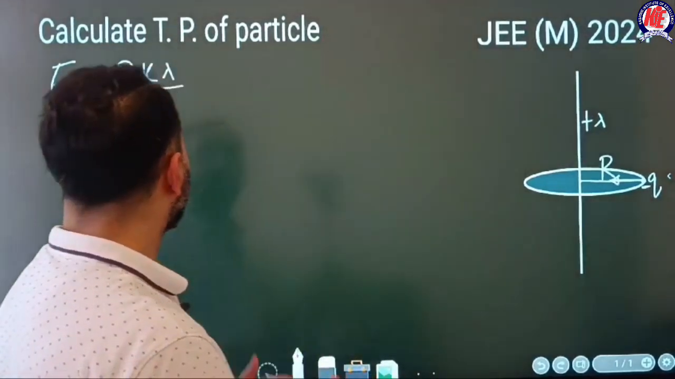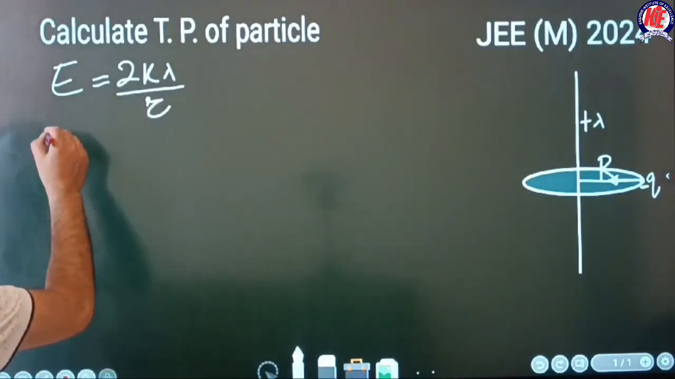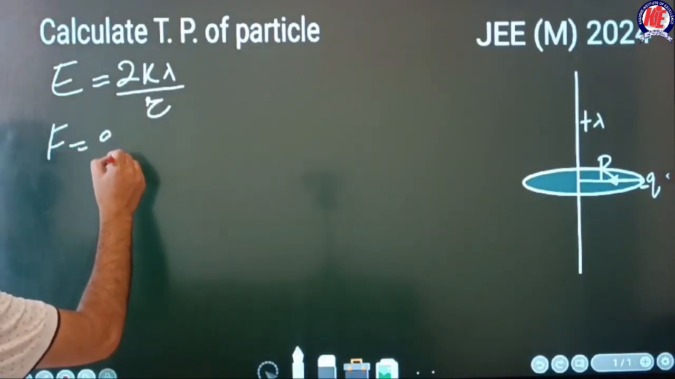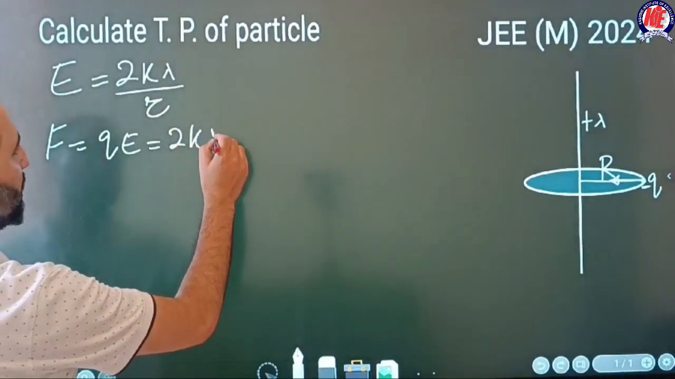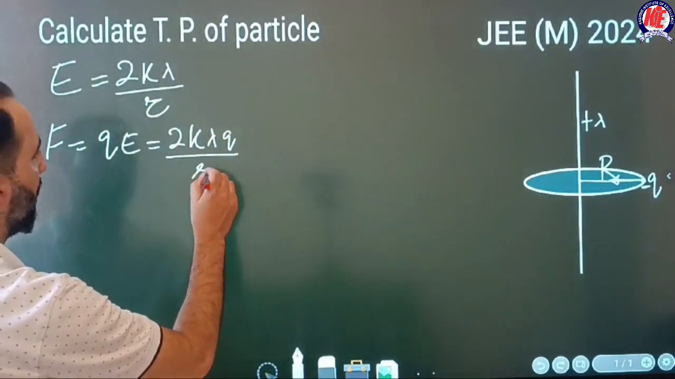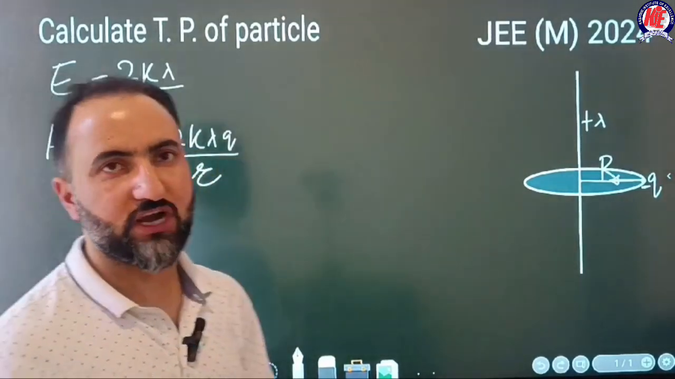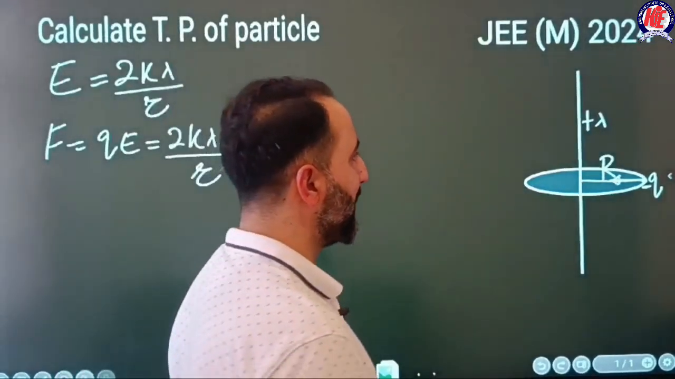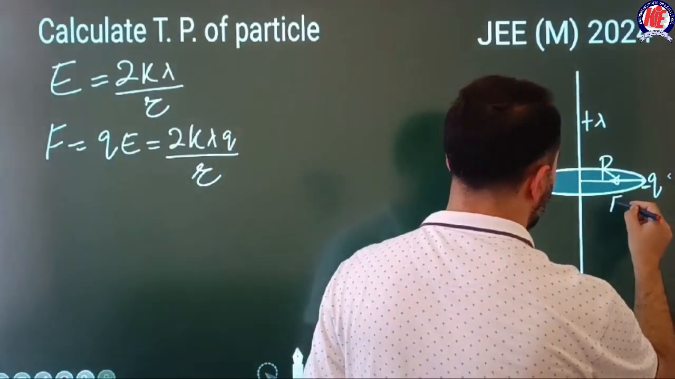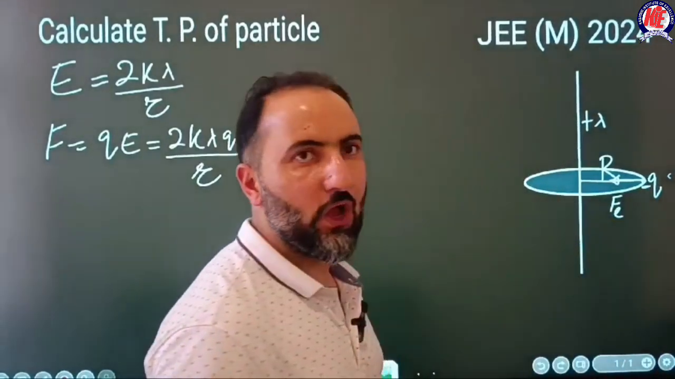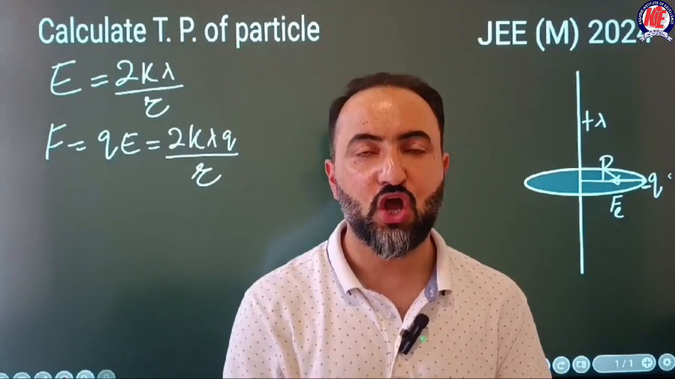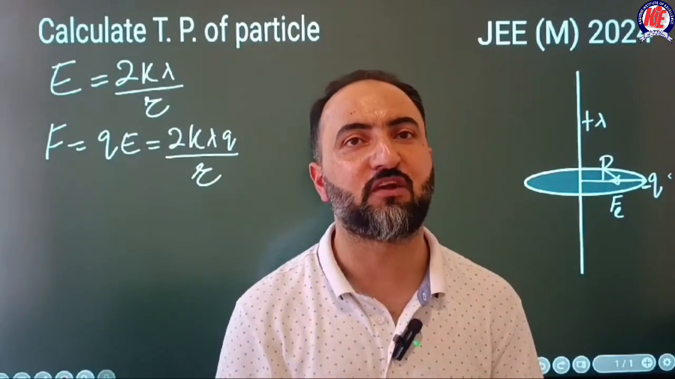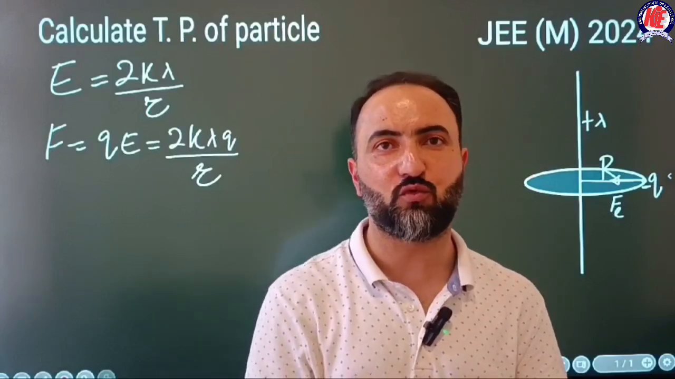The next thing I can do is calculate the force on the charged particle. That comes out to be q multiplied by E. So what is that exactly equal to? That's twice k lambda into q divided by r. This is the electrostatic force. Now see that this electrostatic force is directed towards the center, so it satisfies the condition for behaving as a centripetal force. Hence it behaves as a centripetal force.